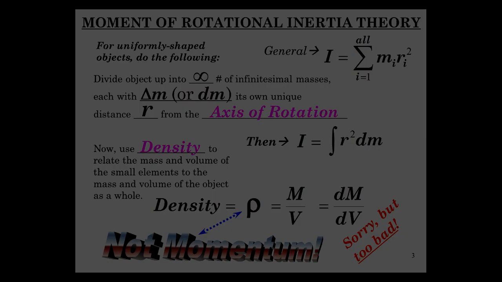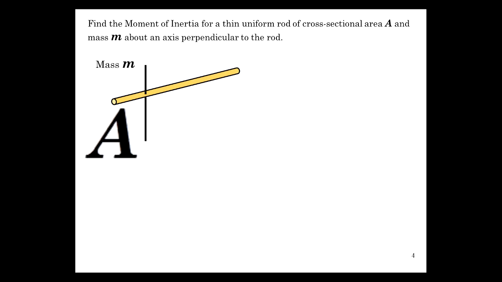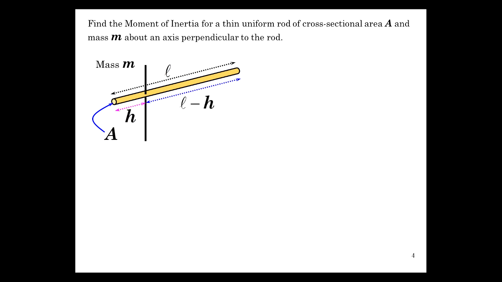Let's do it. Let's use this idea to discover the moment of inertia for a thin rod pivoted about a particular point on the rod, some distance h from one end. So there is h. The whole rod is of length L. So the remainder is L minus h on this side. Cross-sectional area A, mass M total. The volume of this rod is simply the cross-sectional area times the length. All right, so the moment of inertia then is the integral of x squared dm.